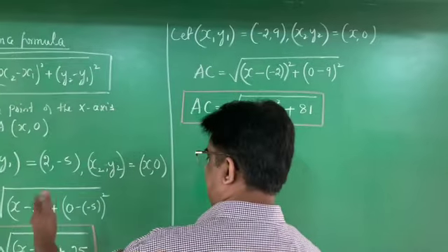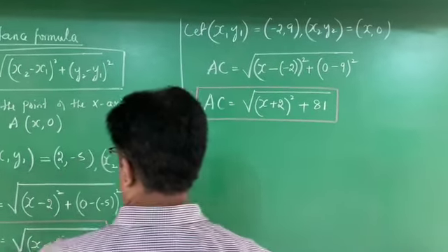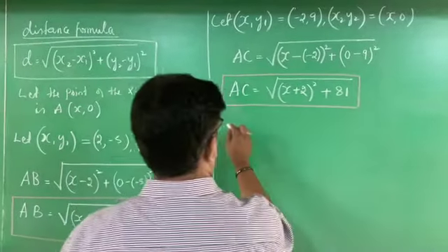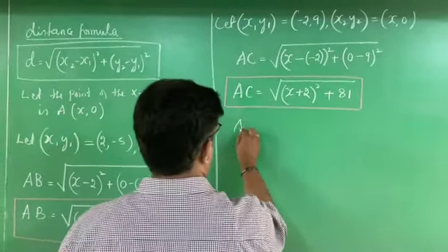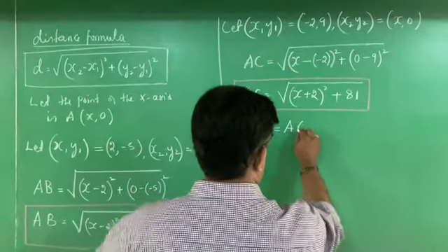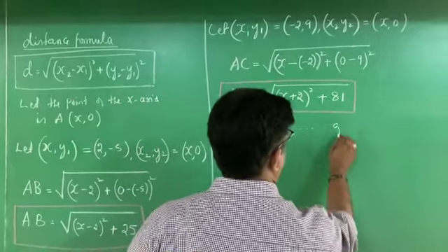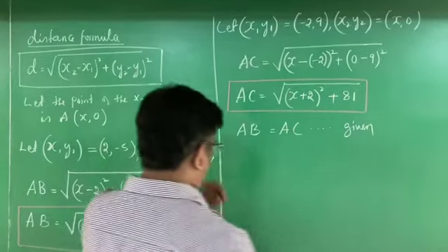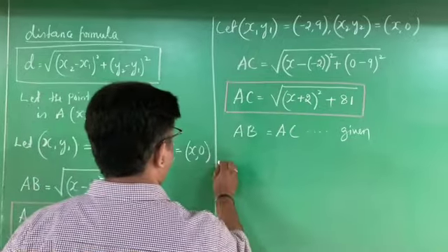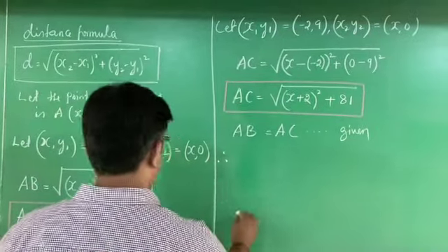Now I know what AB and AC are. What is the relationship between AB and AC? They are equal. Therefore, AB is equal to AC. It is given. AB is equal to AC, given. Therefore, what is the value of AB?